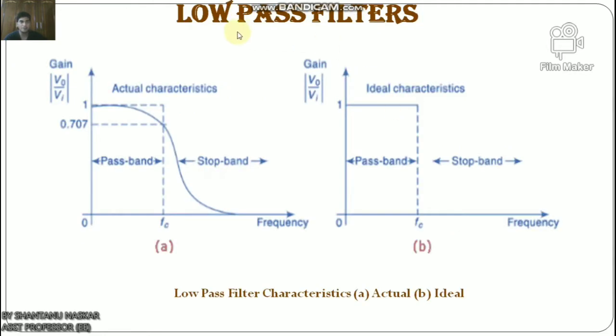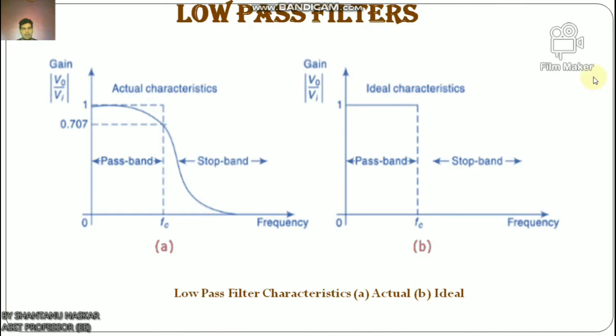First, the low pass filter. It is a type of filter which attenuates all the frequencies above the cutoff frequency. It provides a constant output gain from 0 to the cutoff frequency. This is the cutoff frequency fc, this is the actual characteristic of the low pass filter, and this is the ideal characteristic of the low pass filter. This is the pass band and the stop band.